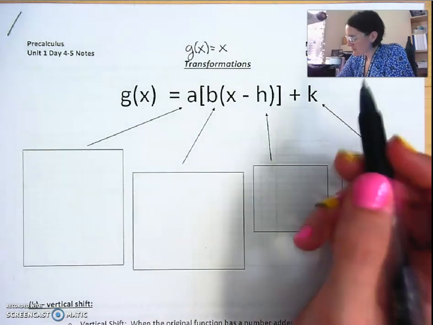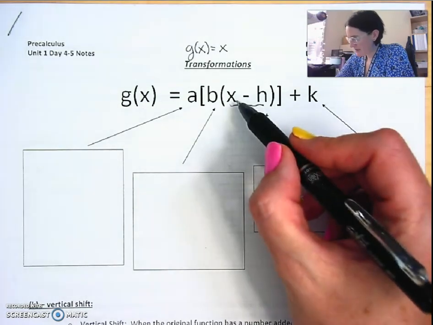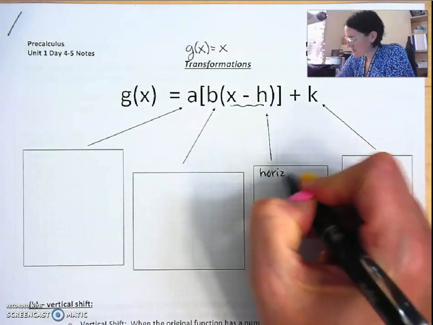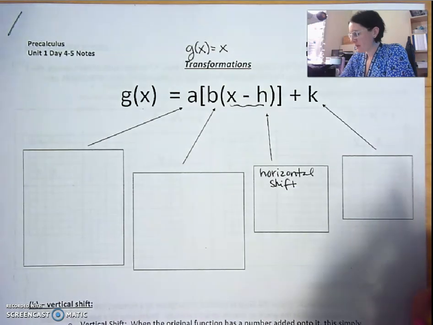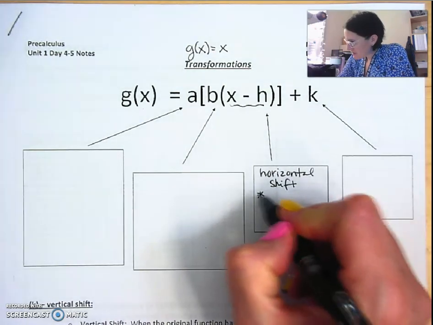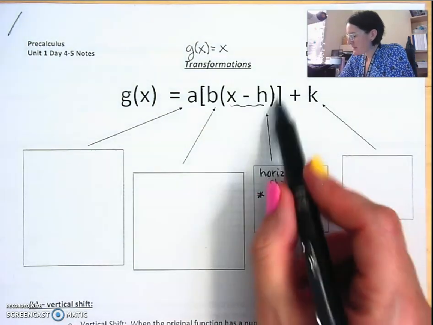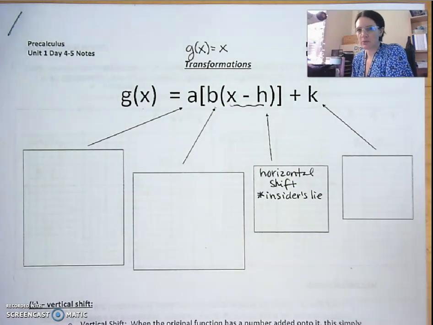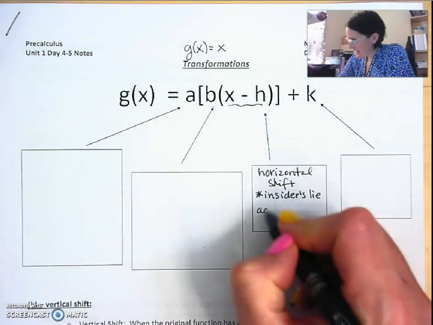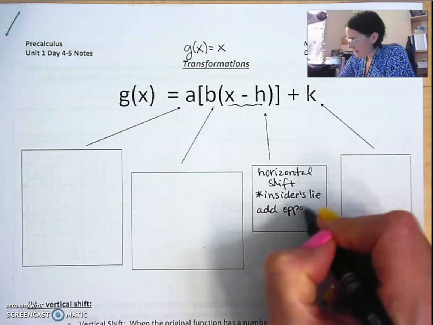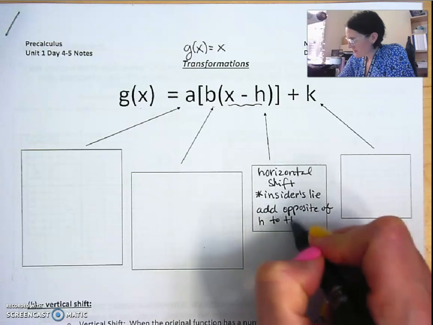So just starting at the inside here, if I'm adding or subtracting something directly to the x, this is going to be a horizontal shift. It will move your original graph left or right. And if you have done math at Johnson, we always say this is an insider's lie situation. If it's inside the parentheses, the brackets, the square root, whatever, and it's being added or subtracted to the x, you're going to do the opposite. So we're going to add the opposite of h to the x values.